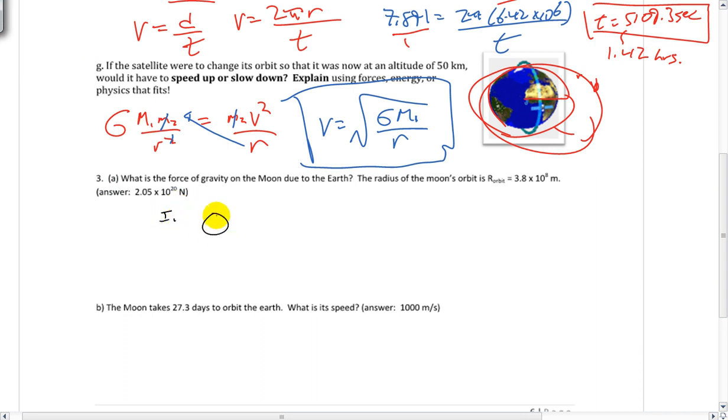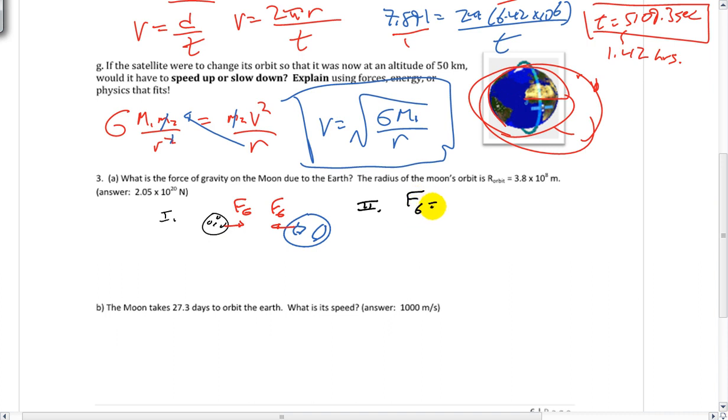Here we got the moon, which is supposedly made out of Swiss cheese. That's still under research here. And then here we got the Earth. And according to Sir Isaac, there is an equal and opposite gravitational force of gravity that acts on these two objects. And we can solve that by breaking down all our information.